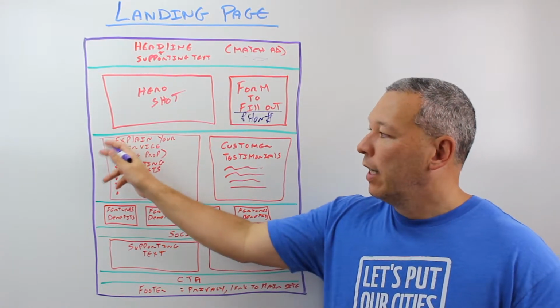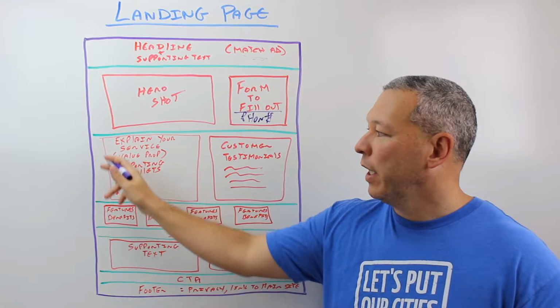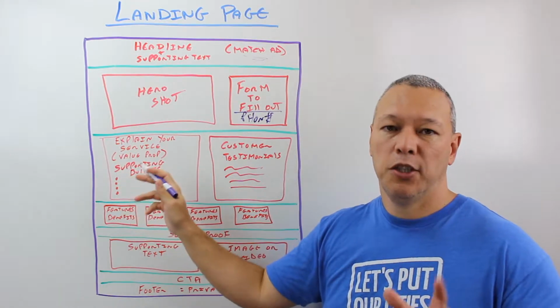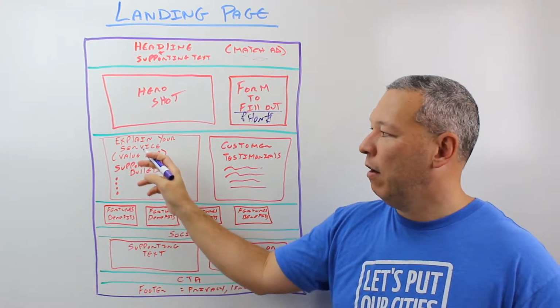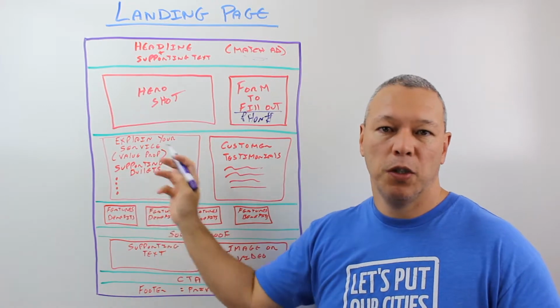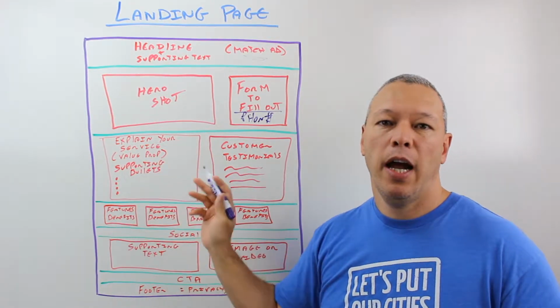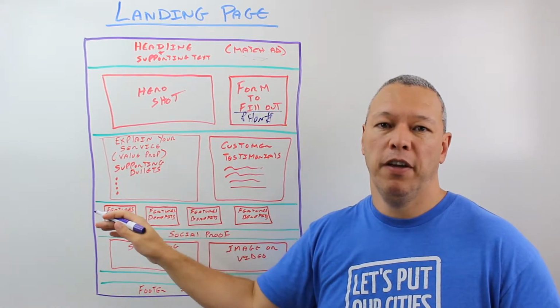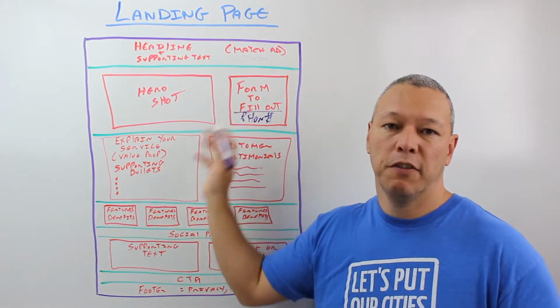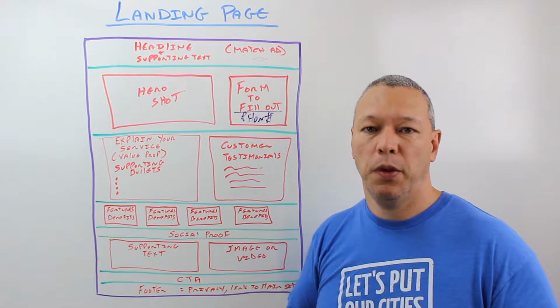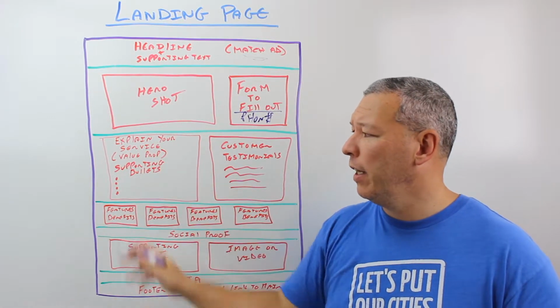Okay, next thing you're going to do is give a nice, short and concise explanation of what you offer. What's your product or your service? What do you have to offer? What's your value proposition? How is this person going to benefit from taking the action of contacting you and doing business with you? You want to make that very clear.